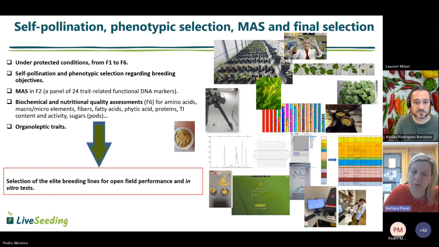I will talk about this topic in more detail in module 4 on the 4th of March. So in combination with the results of the marker-assisted selection and phenotypic selection during the different cycles of selfing, we then decrease the number of plants to those which are the most suitable and the most promising candidates for registration at the end. Then we have the most promising breeding lines, and they go to the open field performance, and we do additional in vitro tests. So next slide, please.